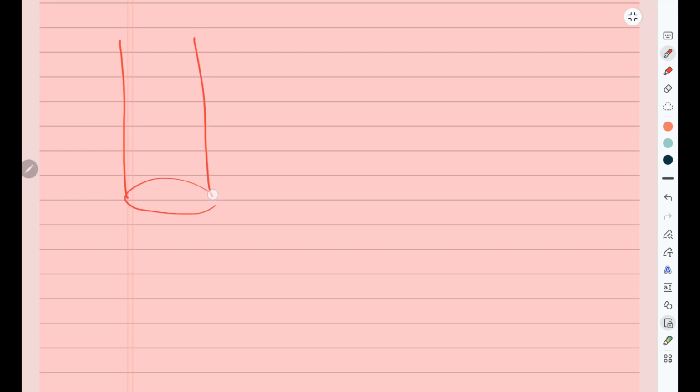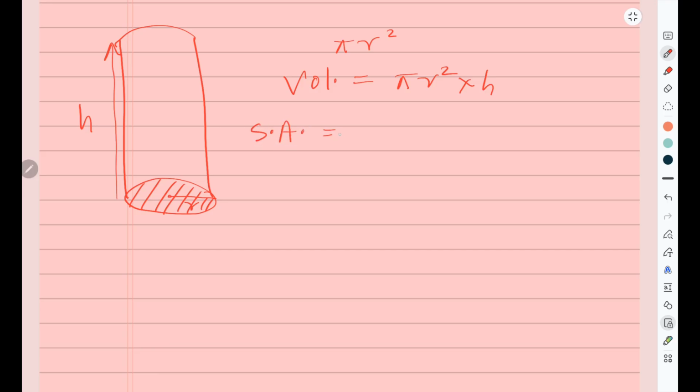So this is a cylinder. Okay, what is the definition of a cylinder? The cylinder's base is in the form of a circle. So what is the area of this base? Obviously it's pi r square, and then suppose its length is h, then its overall volume will be pi r square h. Okay, and then let us find its surface area.